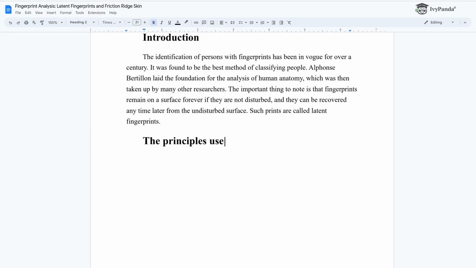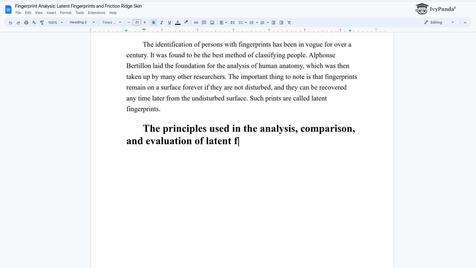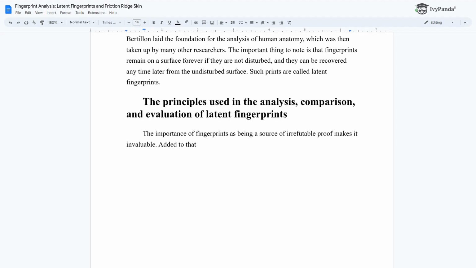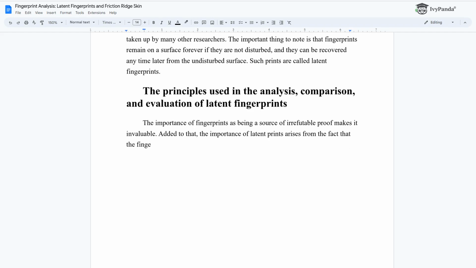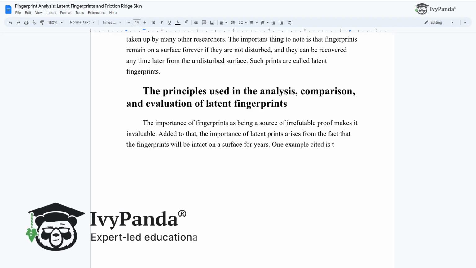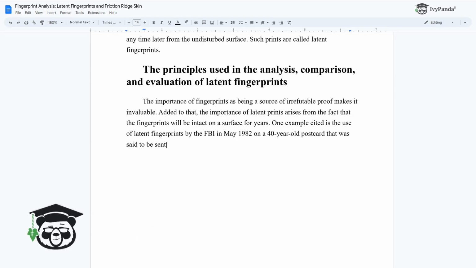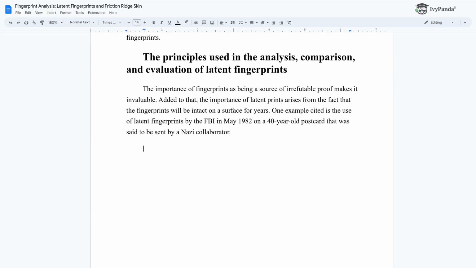The principles used in the analysis, comparison, and evaluation of latent fingerprints. The importance of fingerprints as being a source of irrefutable proof makes it invaluable. Added to that, the importance of latent prints arises from the fact that the fingerprints will be intact on a surface for years. One example cited is the use of latent fingerprints by the FBI in May 1982 on a 40-year-old postcard that was said to be sent by a Nazi collaborator.